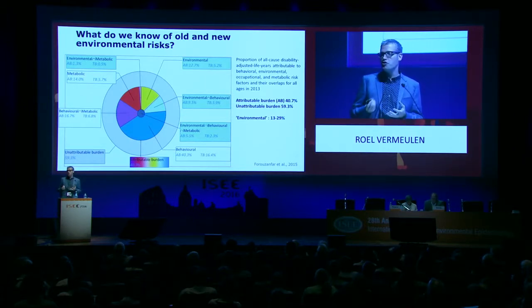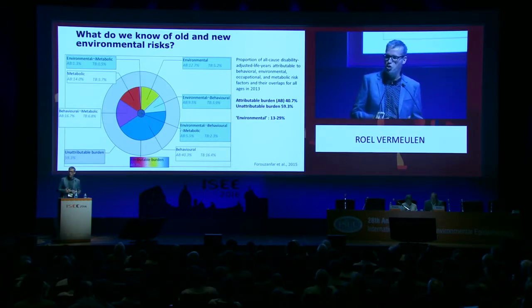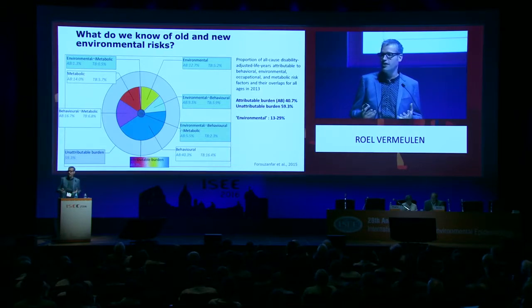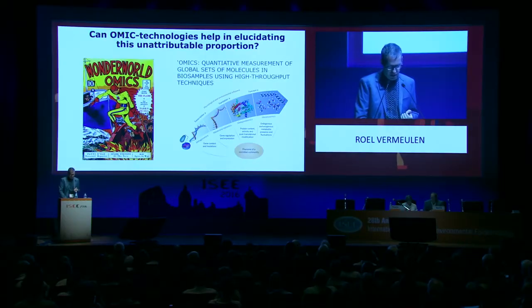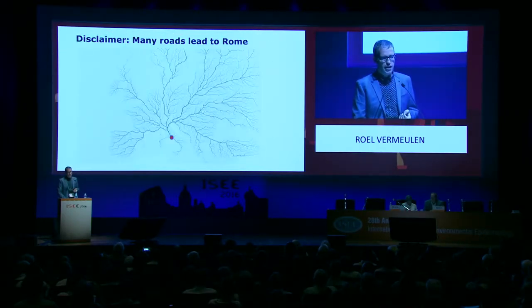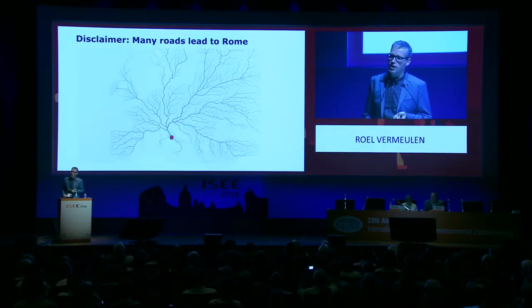And by extension, given that we know that environment is important in the things that we do know, and assuming that we didn't do better than some of the other fields, we can think that indeed in the gray part there's still a lot of environmental factors to be discovered. So what I want to address today is basically how can omics technology try and help in elucidating this unattributable proportion of this pie.